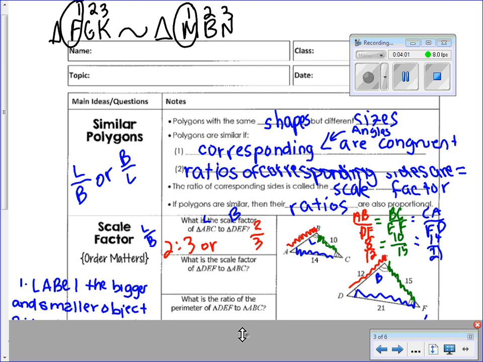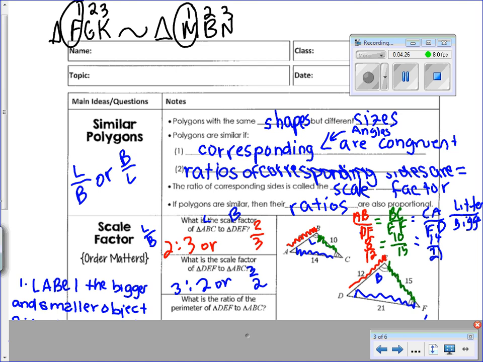So we're going to do the next part, and we'll just flip them all over, because it's the bigger. The bigger is on the bottom already. The bigger over the smaller side this time. So I'm just flipping everything over. That means my ratio is 3 to 2, or 3 over 2.